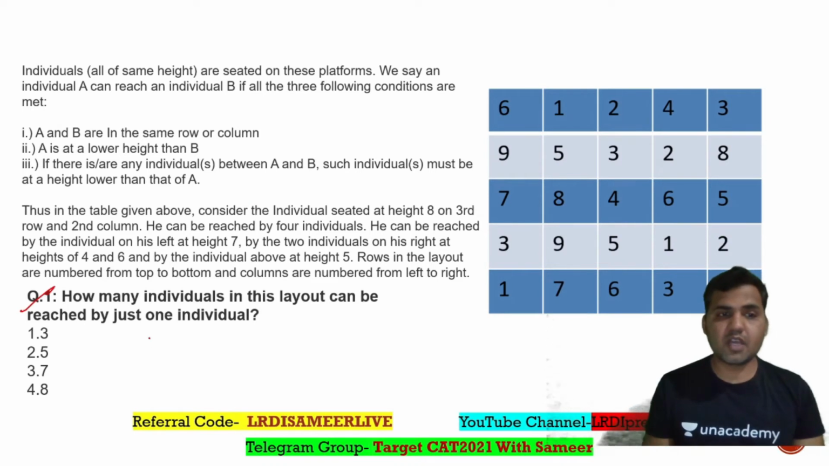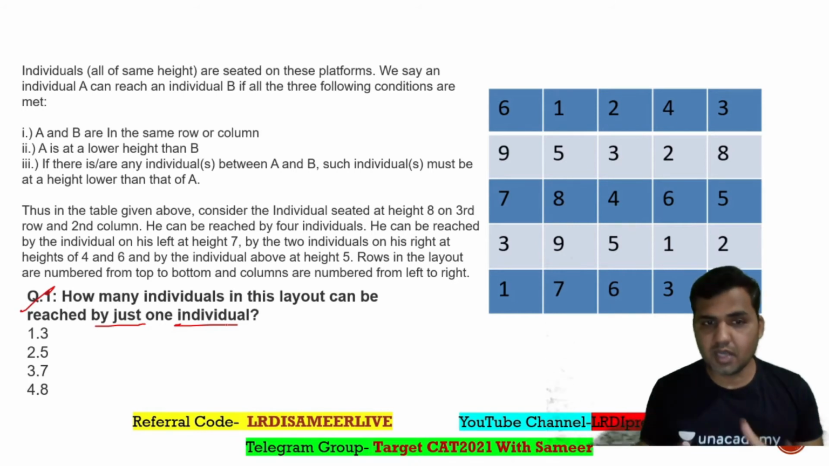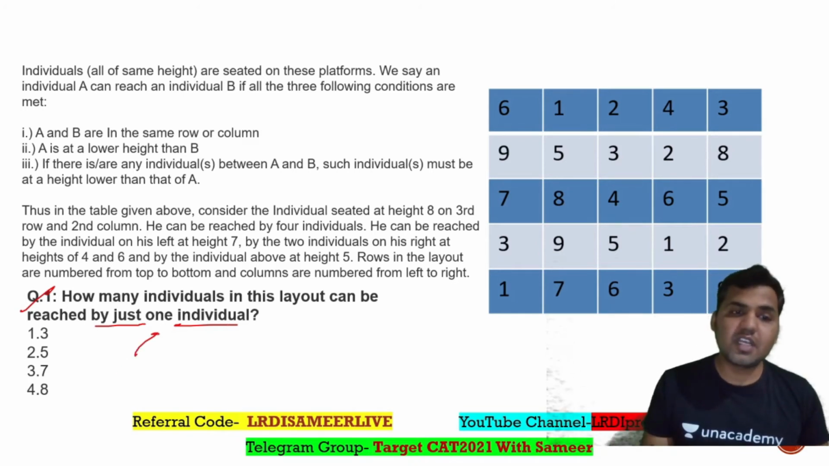These are the basic instructions. Once you understand the basic instructions, you can solve the questions. How many individuals in this layout can be reached by just one individual? I'm supposed to find the number of individuals in this whole layout which can be reached by just one individual only.